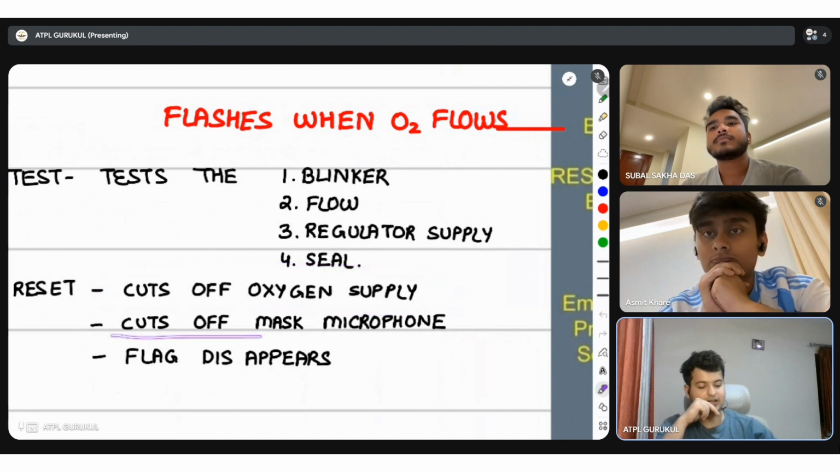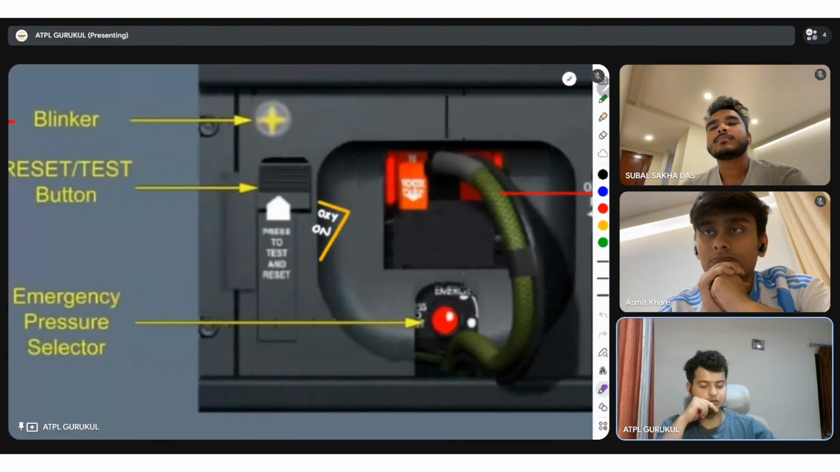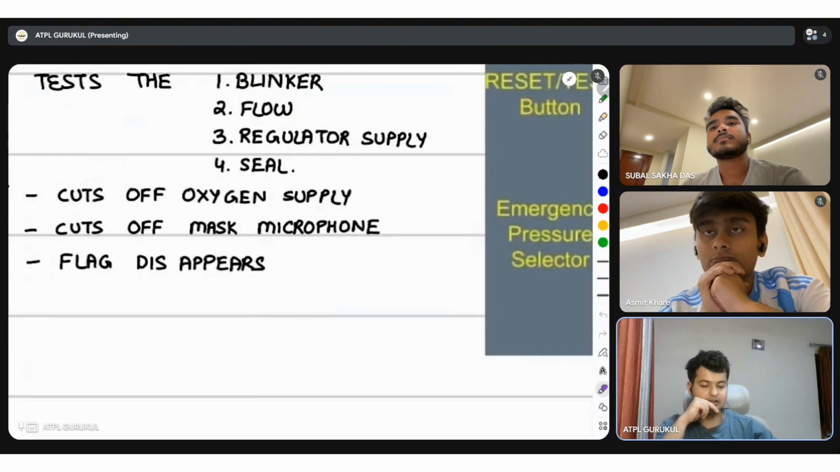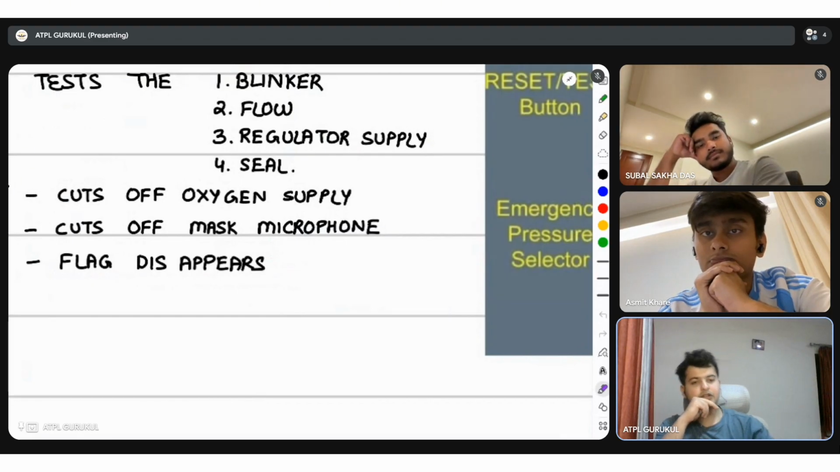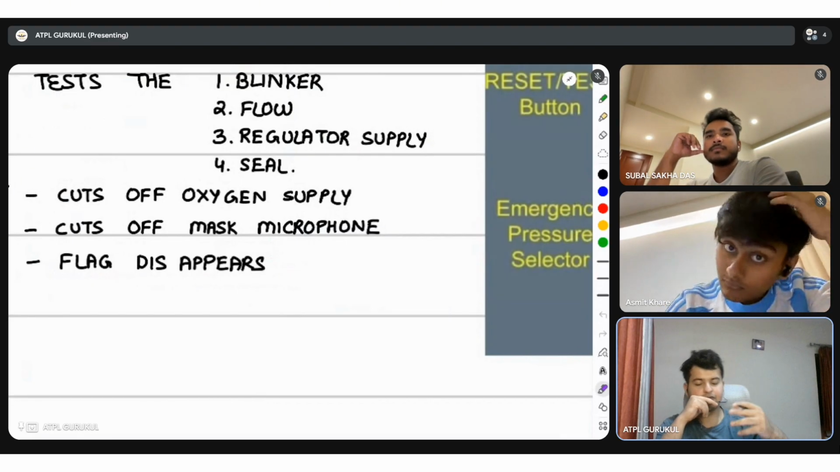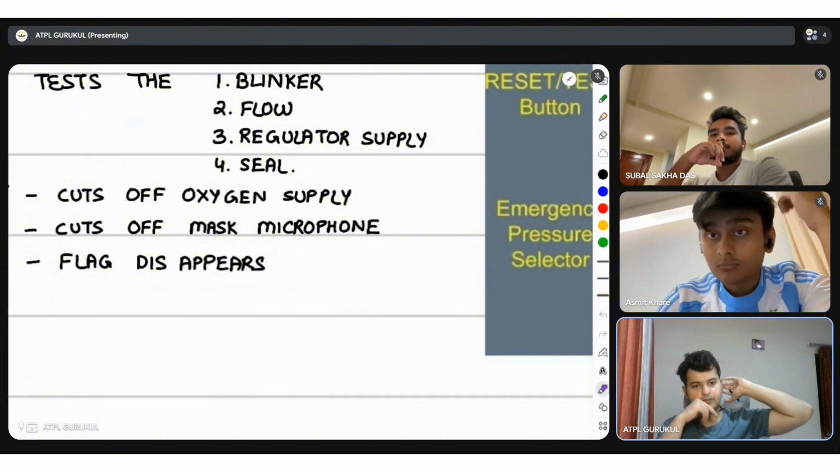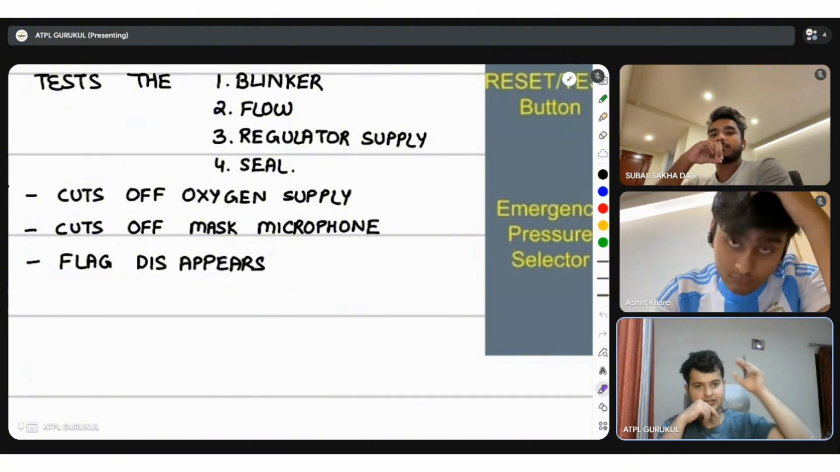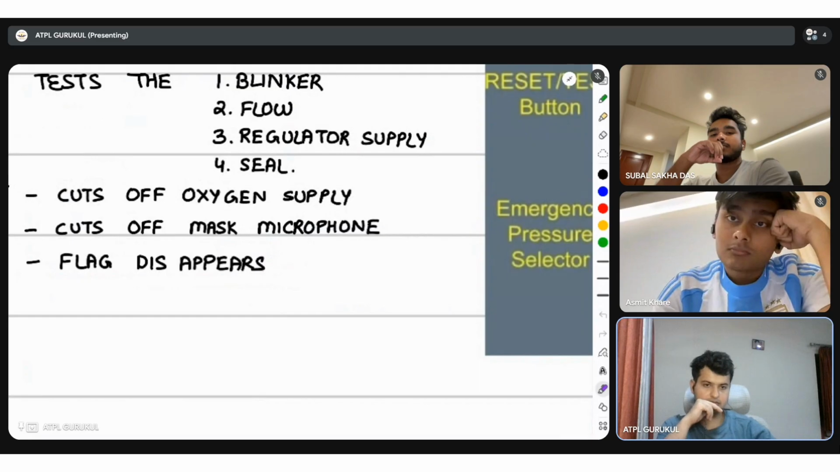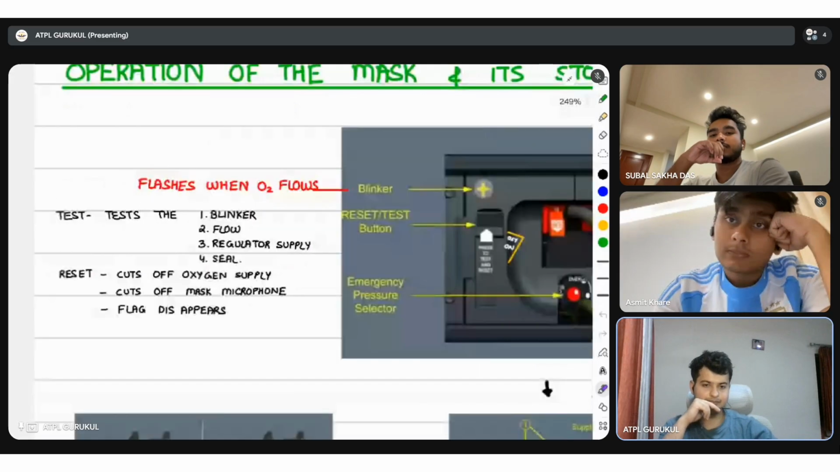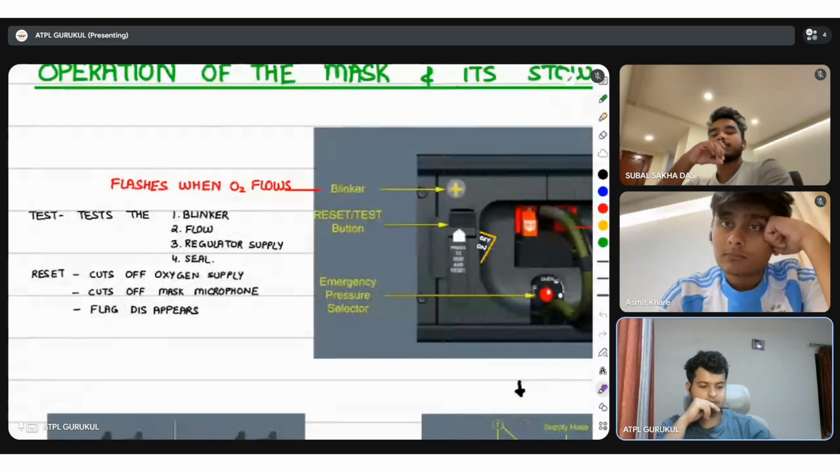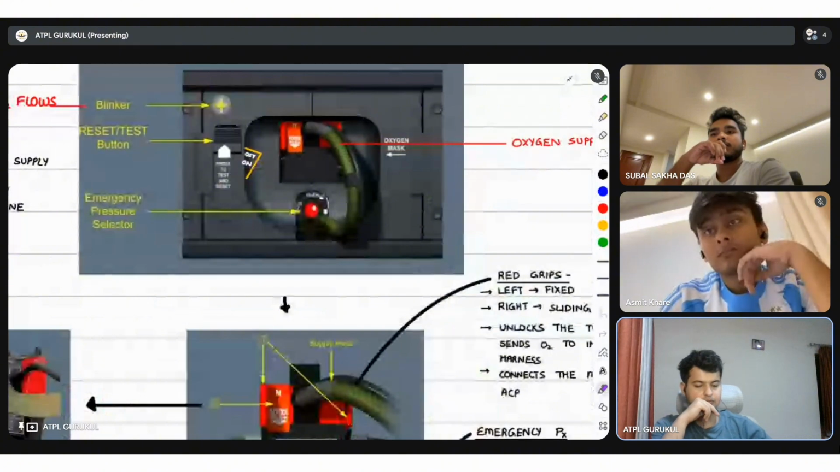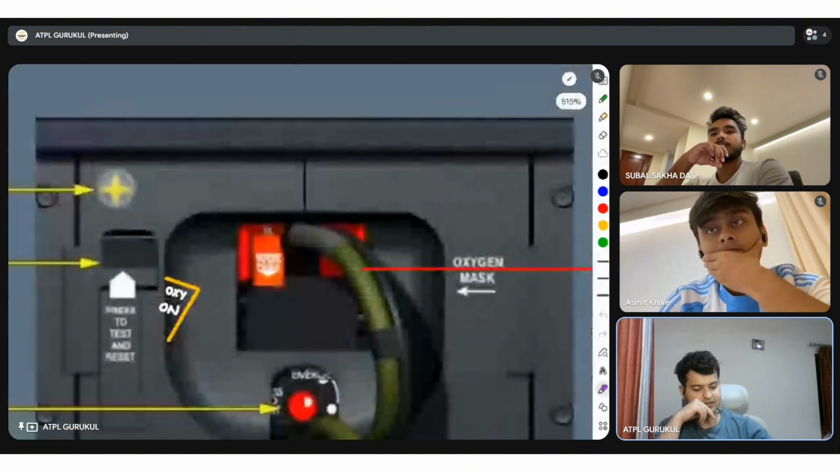Also the mask has a microphone built into it somewhere. I'll show you where the microphone is. And that oxygen on flag that we had also disappears. So when you don the oxygen mask, what are you supposed to do? You're first supposed to take out your headsets, wear the mask, put your headsets on, infrared switch to enter, loudspeaker volume minimum. Clear?